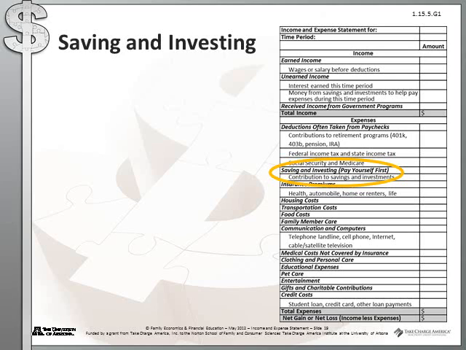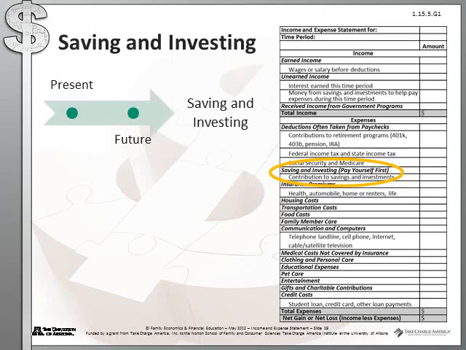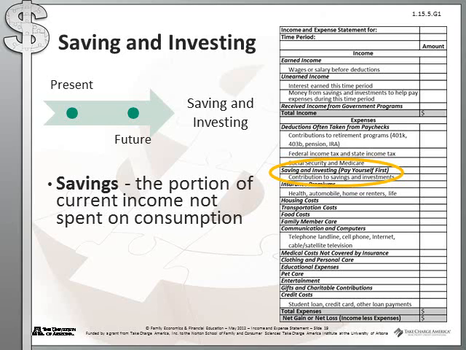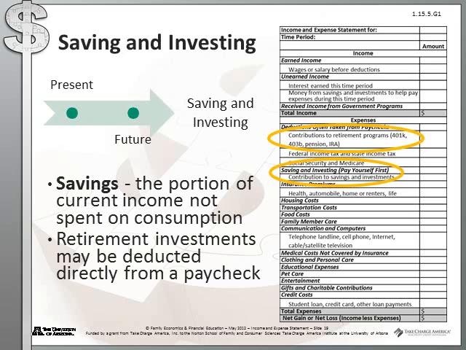Another expense category is savings and investing. Savings and investments include money saved or invested for future use. Some savings and investments may be deducted directly from your paycheck. Check your pay stub or pay statement for this information.